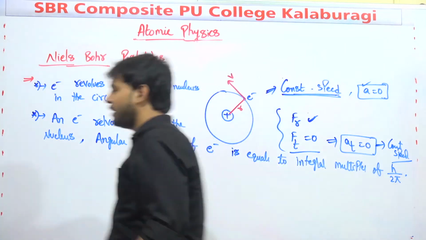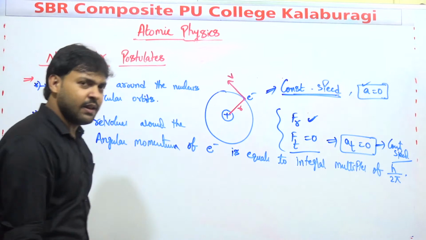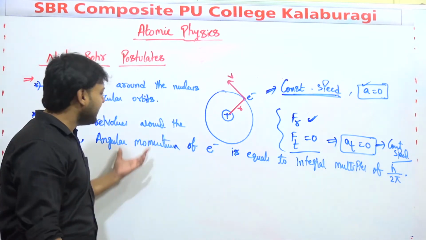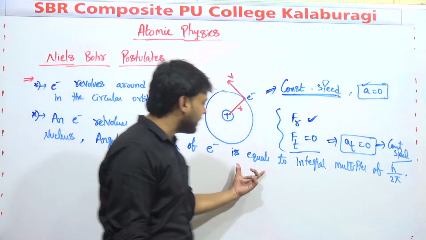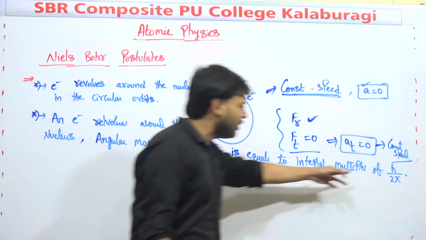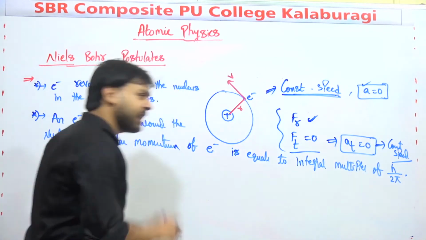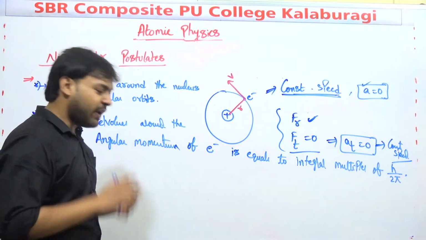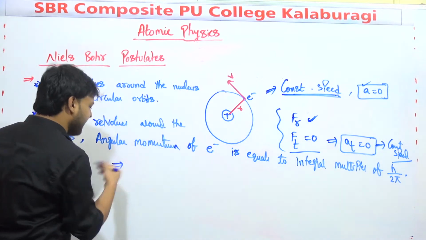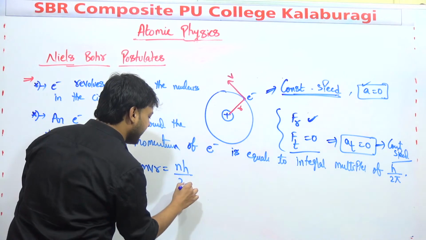Second postulate, try to consider what that is. An electron revolves around the nucleus, that we know. When it is revolving around the nucleus, the angular momentum of the electron is equal to the integral multiples of h by 2 pi. What is h? We know Planck's constant, 6.6 into 10 to the power minus 34. Don't worry about that. We have to understand this point now. So why did he think like that? Right? So he gave an expression like mvr equals nh by 2 pi.